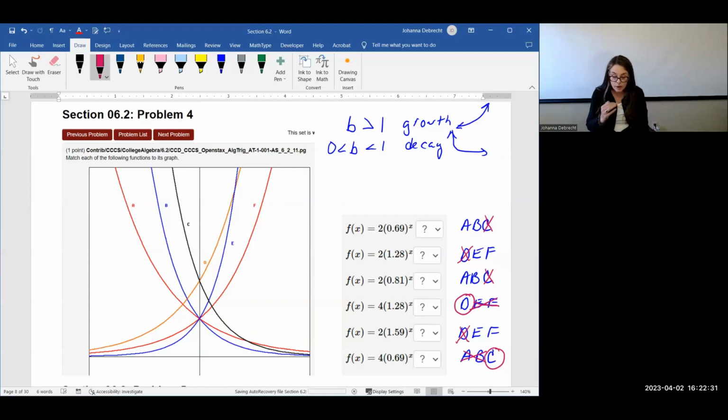Now I need to figure out which ones are which. So this one is crossing at 2, and it should be decaying. So compare A and B. Oh, they're both decaying and they're both crossing at 2, so that didn't help. Okay, well, let's look at the next one that has a value between 0 and 1: 2 times 0.81 to the x. Both of these are decaying and they both are crossing at 2. This one and this one are both growth equations crossing it.